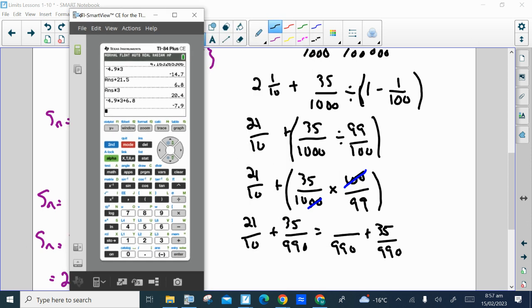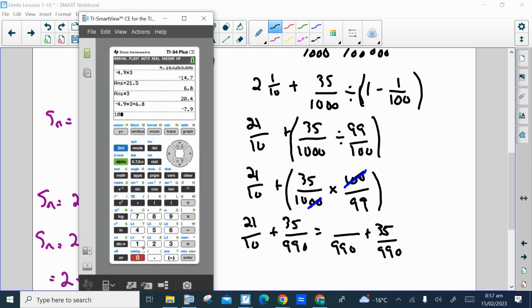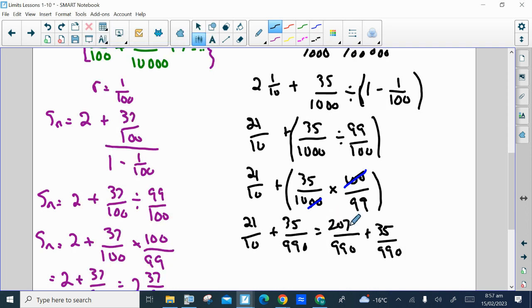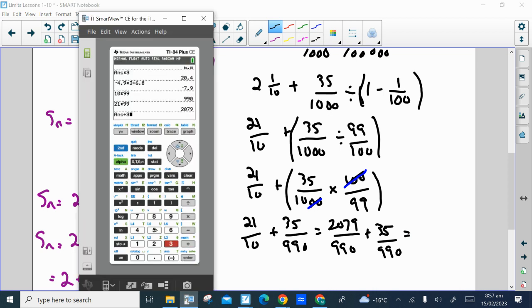Okay, just to confirm that, 10 times 99 will give us the 990. So the top is multiplied by 99 as well. 21 times 99 is 2,079. So now you can add those together. Plus 35 is 2,114.